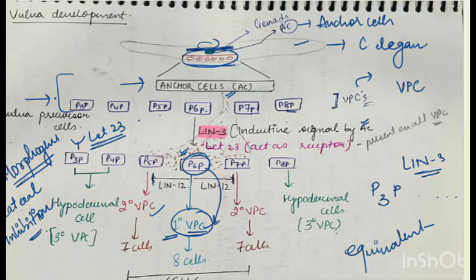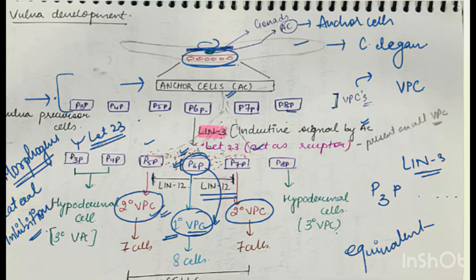What do you mean by lateral inhibition? So lateral inhibition is that when you have the P6P after getting converted into the primary vulval precursor cell, it releases the signal which is called Lin12, so that the nearby precursor cells, the nearby P5P, P7P, are inhibited from converting into the primary one. That's why 5 and 7 convert into the secondary vulval precursor cell.